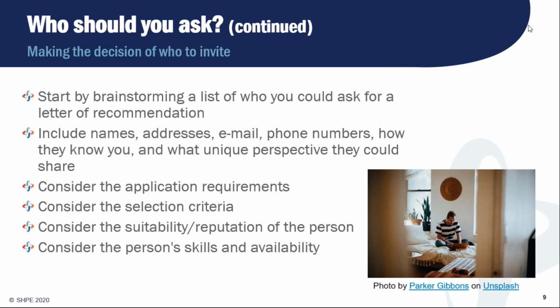Because one of the things that you're going to do is, as you go to look at the application requirements, it might specify that you actually need 2 professors and someone who is a prior employer. But if it doesn't, what you're then going to look at is what the selection criteria are. And whenever you go back and consider how people know you and what unique perspective they have about you, that really lets you make sure that you add those dimensions, as we said earlier, that they can speak to the actual selection criteria that will go into awarding that scholarship.